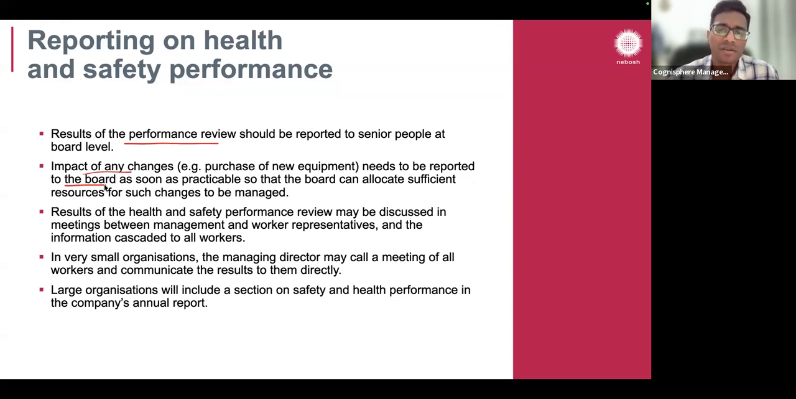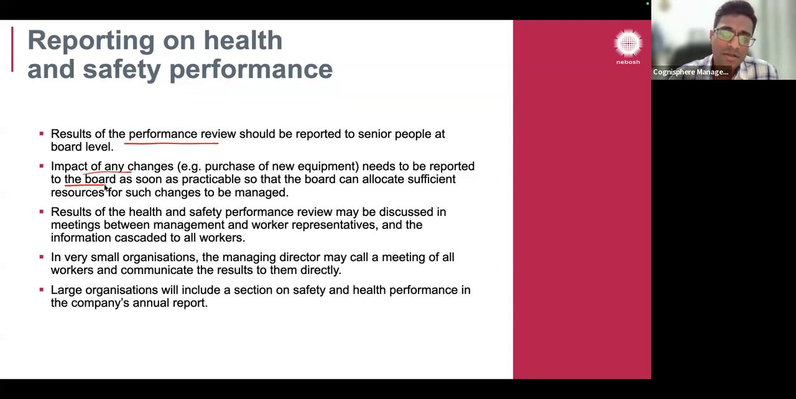so that the board can allocate sufficient resources. On a very simple note, say every department would have a budget. For example, the health and safety department, let's say they have an annual budget of $100,000. Within that budget, you're going to allocate your departmental spending, whether you're purchasing PPEs, providing training to your people, or purchasing equipment. All this will be within the budget.